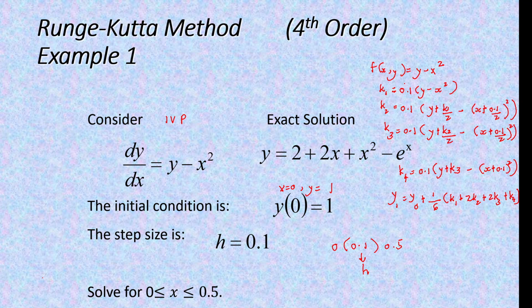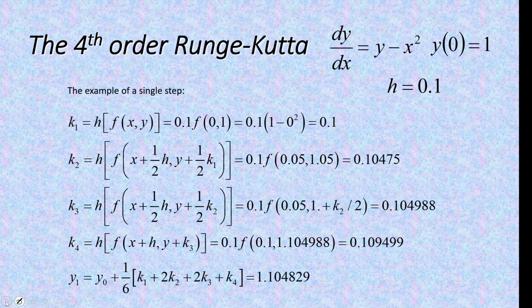After you get y1, calculate K1 to K4 again. The first time you calculate K1 to K4, you are using x naught, y naught, and then you will get y1. When you want to calculate y2, then this will be x1, y1, and so on. It will be easier if you put it into table format. I think this is the classical way where you write everything.